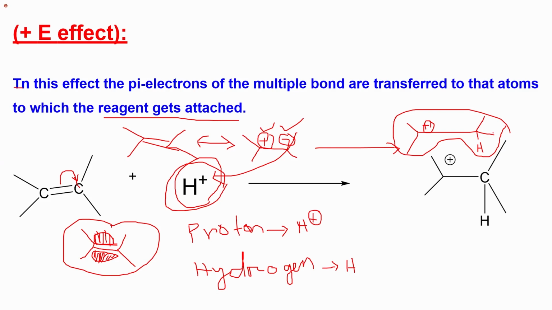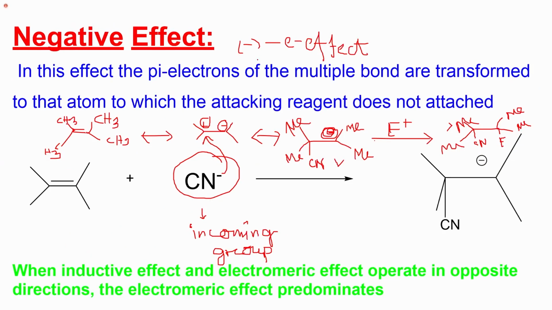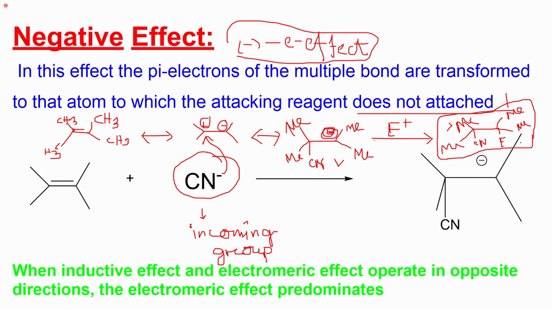Okay. Now let's go to the negative effect. What is the minus E effect? In this effect, the pi electrons of the multiple bond are transferred to that atom to which the attacking reagent does not attach. So the double bond is there, and now Cl minus is coming here. So there will be generation of a negative charge. Now if you have an E plus electrophile, you will generate this kind of molecule, which is called the negative E effect. But anywhere, when the inductive effect and the electromeric effect operate in opposite directions, the electromeric effect predominates over the inductive effect.